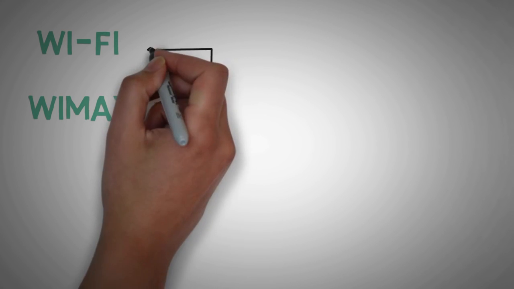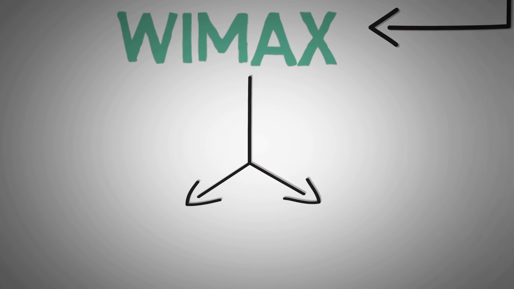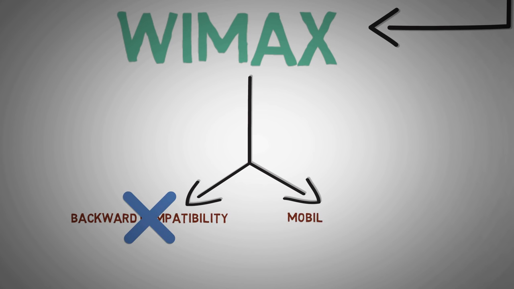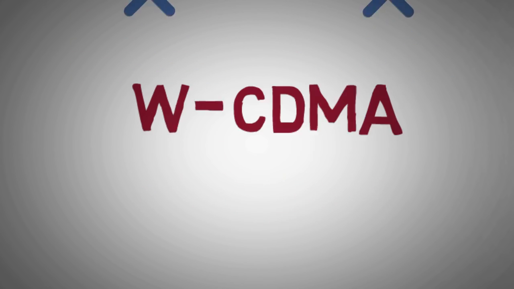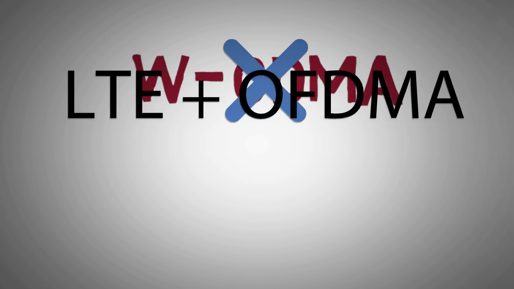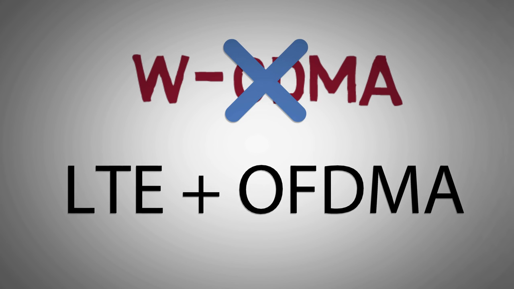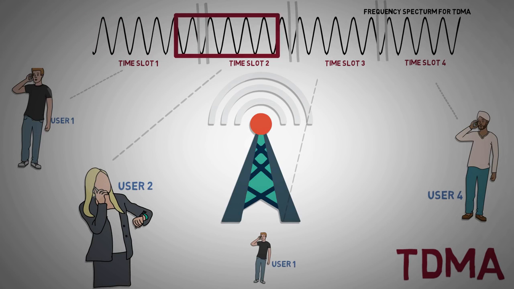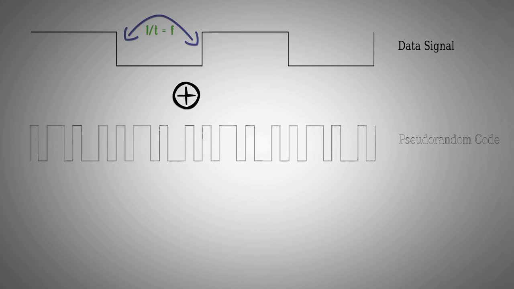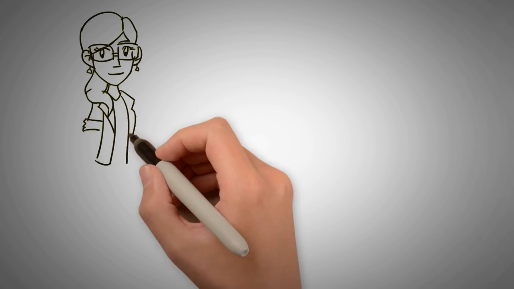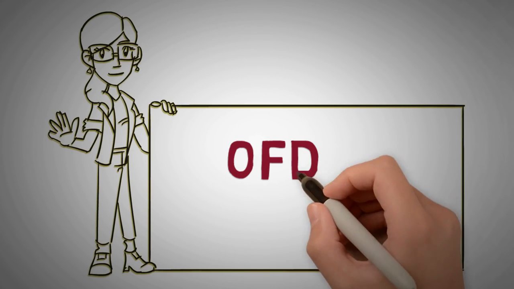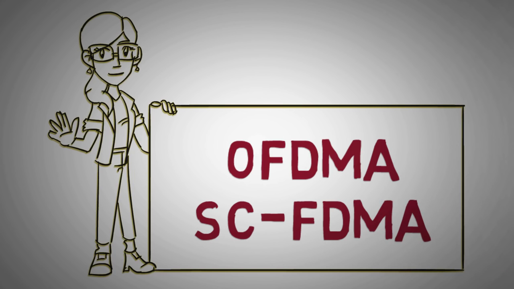It was first introduced in Wi-Fi, and subsequently in WiMAX, by IEEE, but as WiMAX lacked backward compatibility and support for mobile wireless at its inception, operators remained stuck with CDMA. This changed with the introduction of LTE, which brought OFDMA to the forefront of today's mobile networks. So, today we showed what were the different multiple access techniques that were used in various generations of wireless communication. In our next video, we will dive deep into OFDMA and SC-FDMA, the two pillars of 4G.